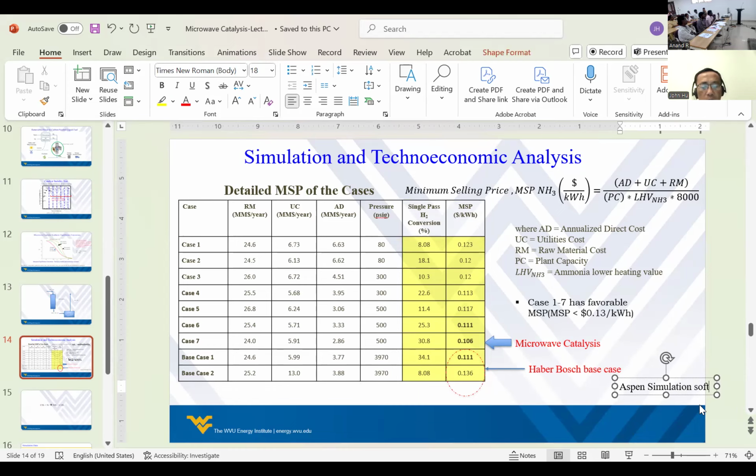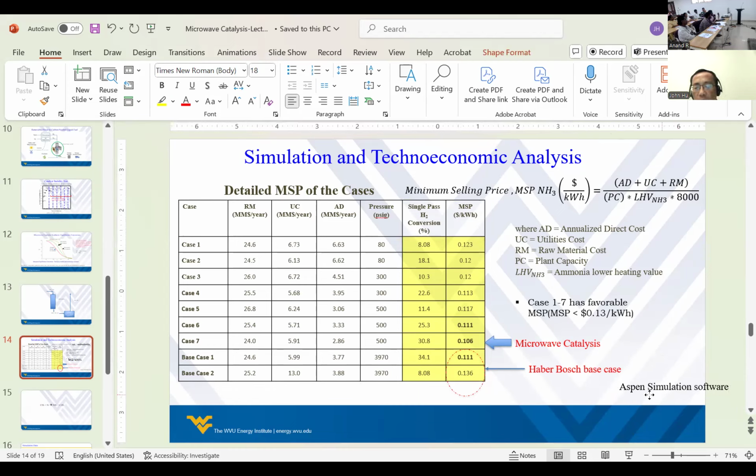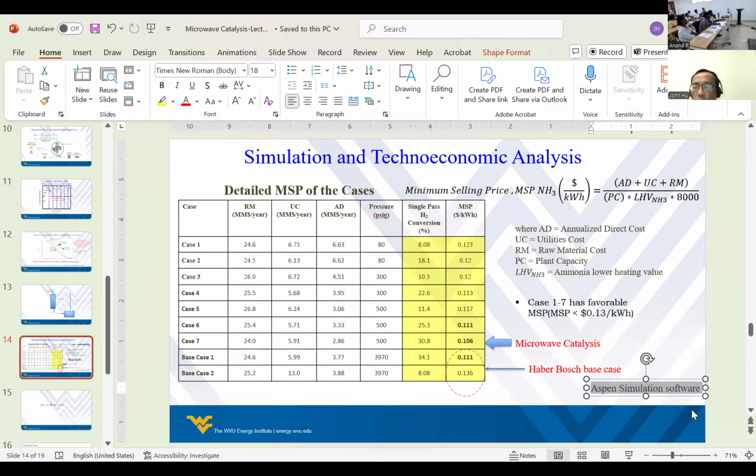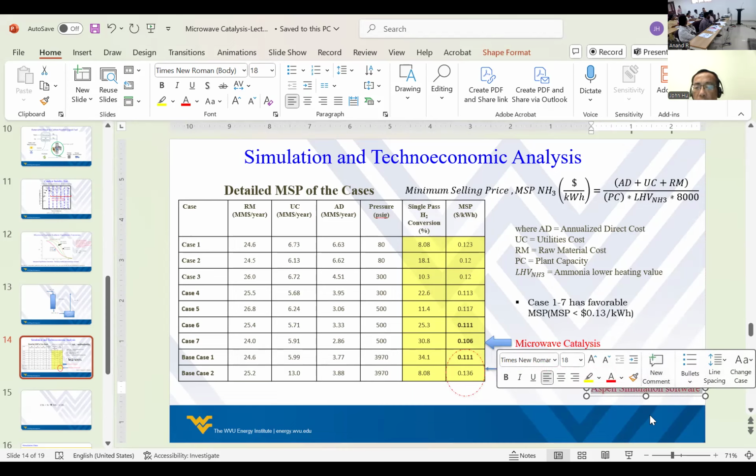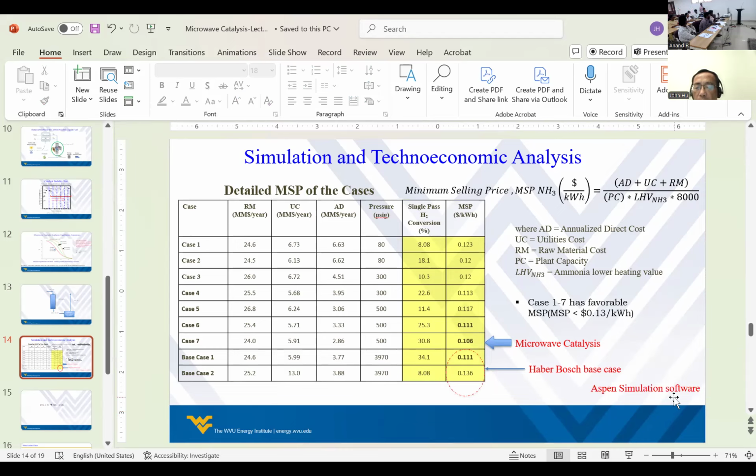Sir, we are working on RSM and ANN. Has anybody heard about it? I'm pretty sure in your university some departments use Aspen simulation software. Have you used it? We are working on COMSOL software, sir. Okay, thank you. So the students do know Aspen simulation.